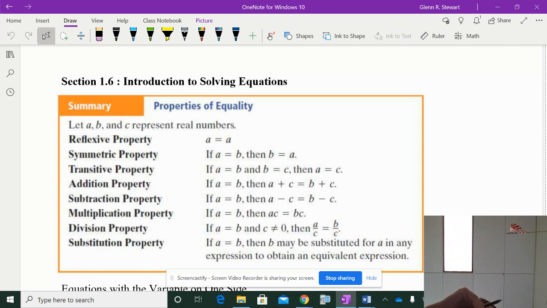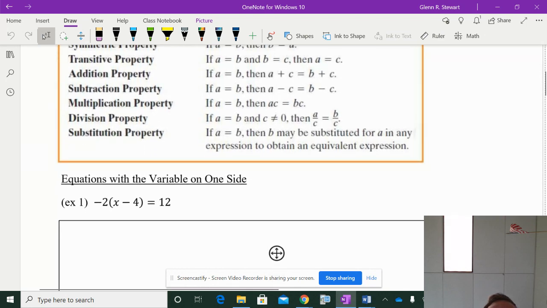Reflexive, symmetric, and transitive are three properties that you've seen from geometry. Addition, subtraction, multiplication, division are just our standard properties, things that we do mainly with any type of number that you've done before, just with a property name. And then, of course, substitution property, plugging one thing in for another.